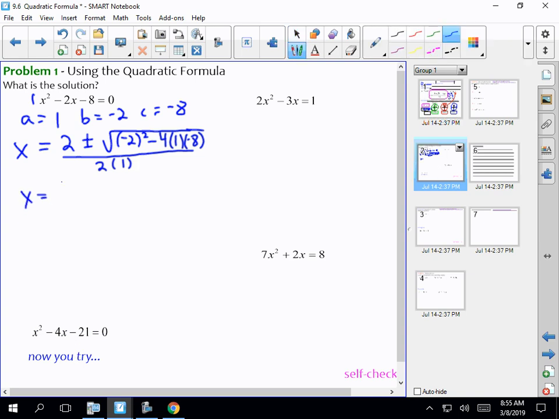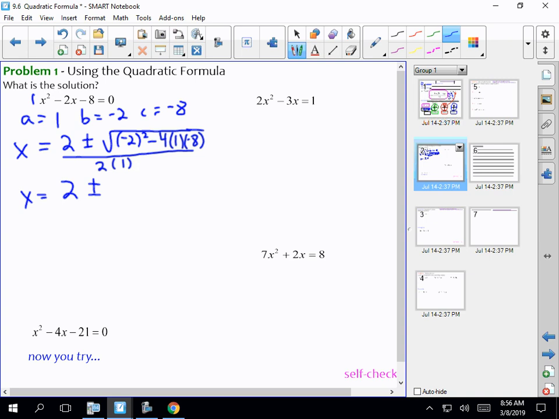All right, so 2 plus or minus, and then we have to figure out what negative 2 squared minus 4 times 1 times negative 8 is. You can do it in your head. It's not hard. You can also do it on a calculator. I'll show you both. But negative 2 squared is 4. And then I have 4 times 1 is 4. 4 times negative 8 is negative 32, right? And so I have 4 minus a negative 32.